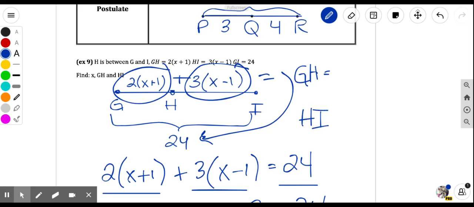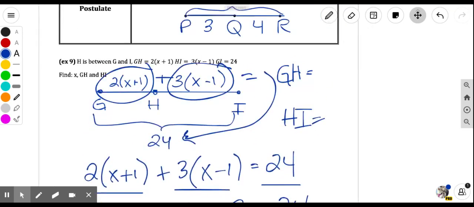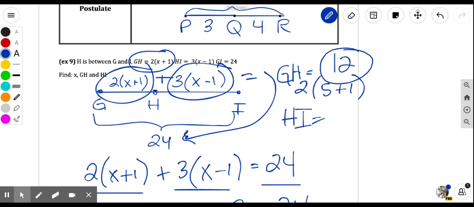and HI. So how we find GH and HI is we just found down here that x was 5. So now we're going to do what's called plug it in. We're going to plug in 5 in for x. So see right here. So it's going to be 2, and then instead of x, we're plugging in 5, right? Because we just found x was 5. So 5, we'll do parentheses first. 5 plus 1 is 6. 6 times 2 is 12. And then for the other one, we're going to have 3, and then instead of x, we're putting in a 5. 5 minus 1 is 4. 4 times 3 is 12.